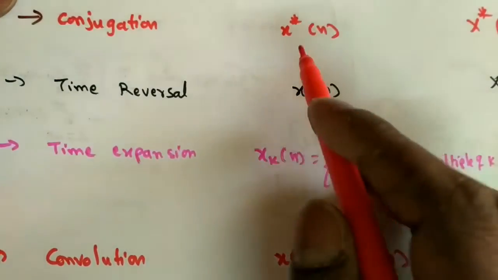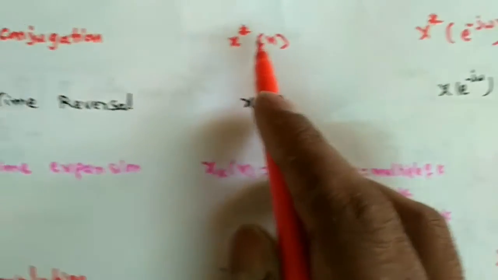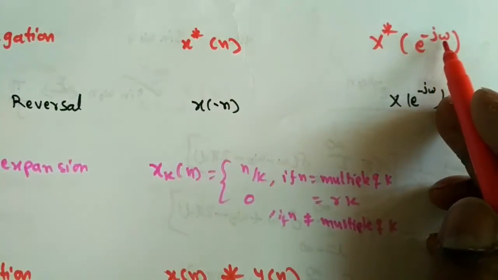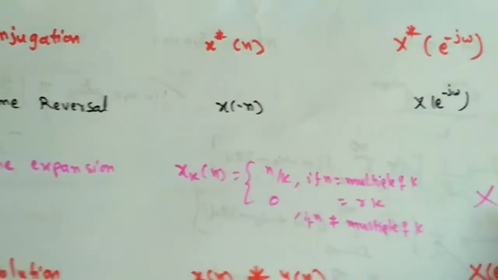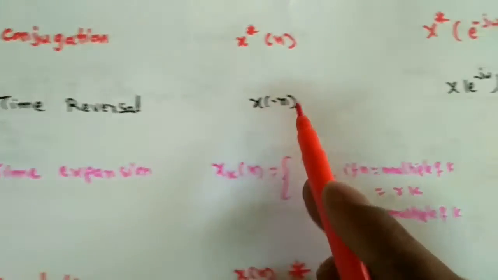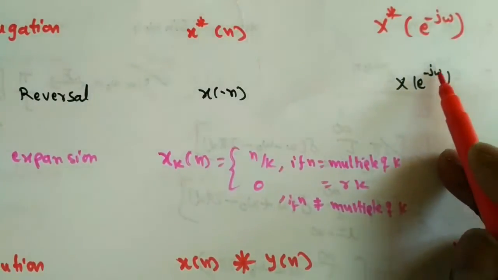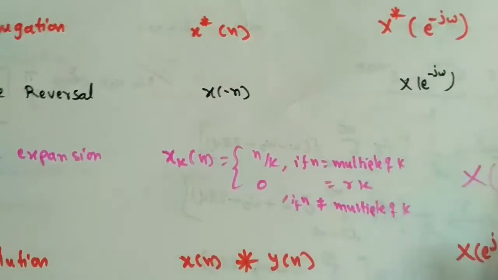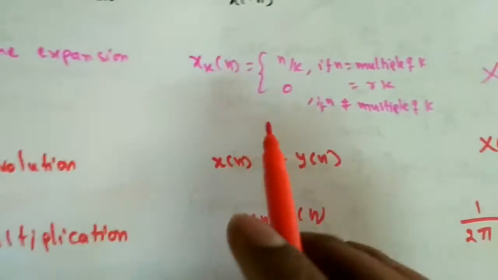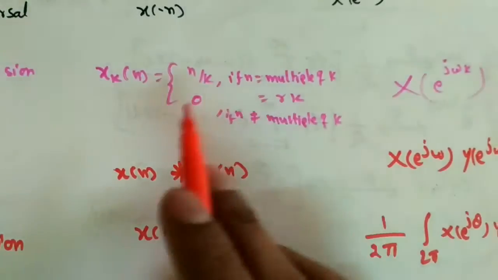Now the next property is the conjugation property. That is, if we do conjugation for x of n, in the frequency domain we have to do conjugation as well as omega replaced by minus omega. Then time reversal: if in the time domain we do the reversal, in the frequency domain omega will be replaced by minus omega.